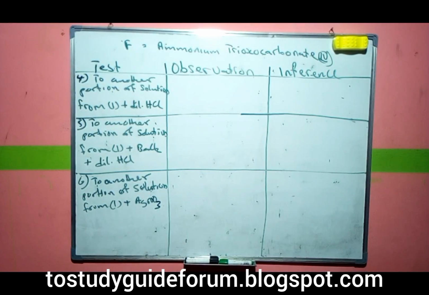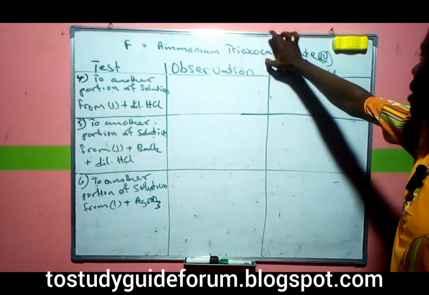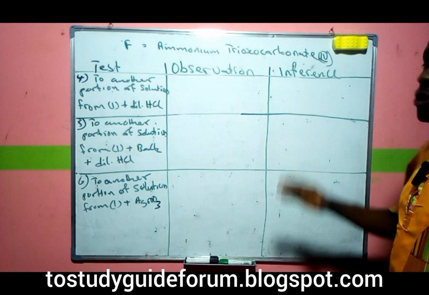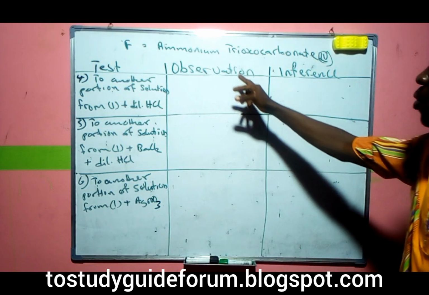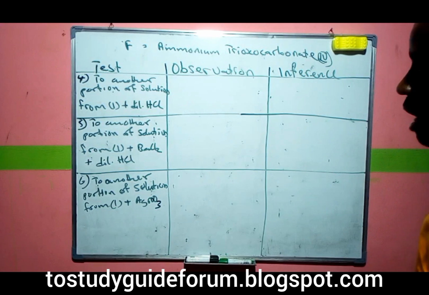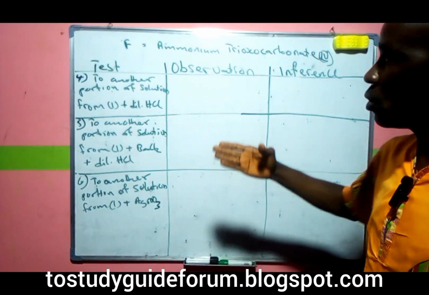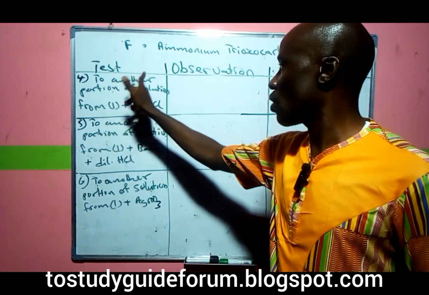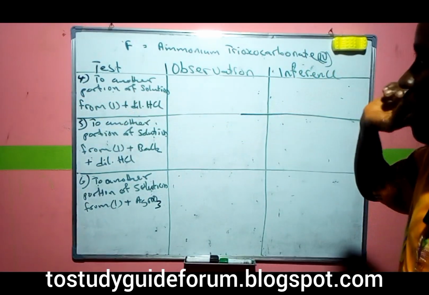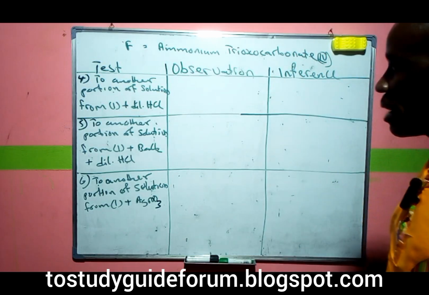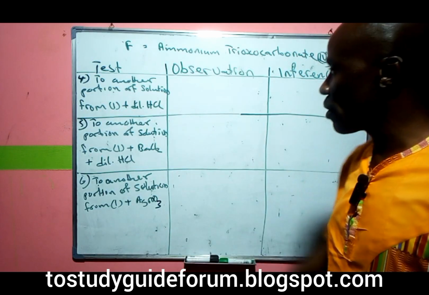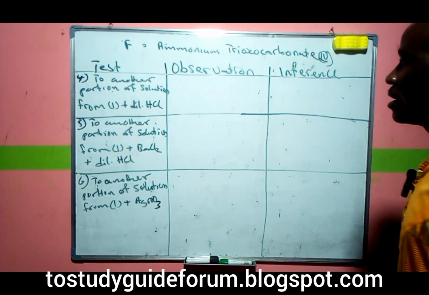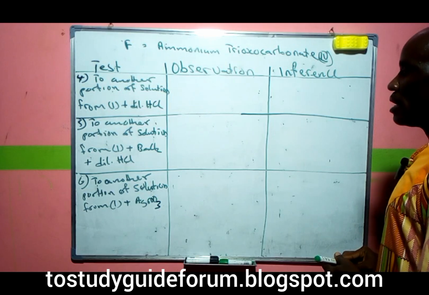So the next test, we are going to be testing for the trioxocarbonate in this ammonium trioxocarbonate. The first thing we have done here is that we've been able to identify the ammonium ion. Now, in the same solution that we have, we can also identify trioxocarbonate. Take another portion of the solution. Add dilute hydrochloric acid. When you add dilute hydrochloric acid to that, what you notice is that a gas will come out.